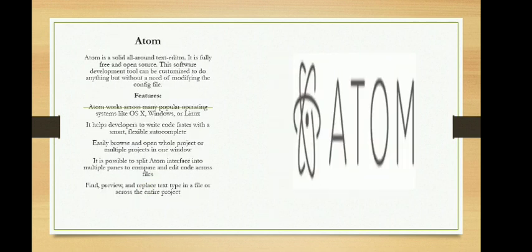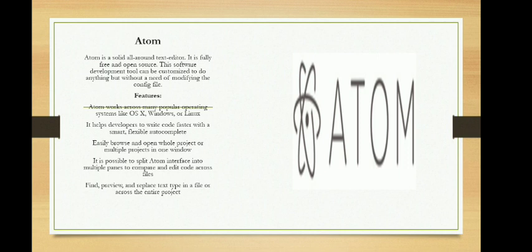Atom. Atom is a solid, all-around text editor. It is fully free and open source. This software development tool can be customized to do anything without a need for modifying the config file. Features: Atom works across many popular operating systems like OS X, Windows, or Linux.